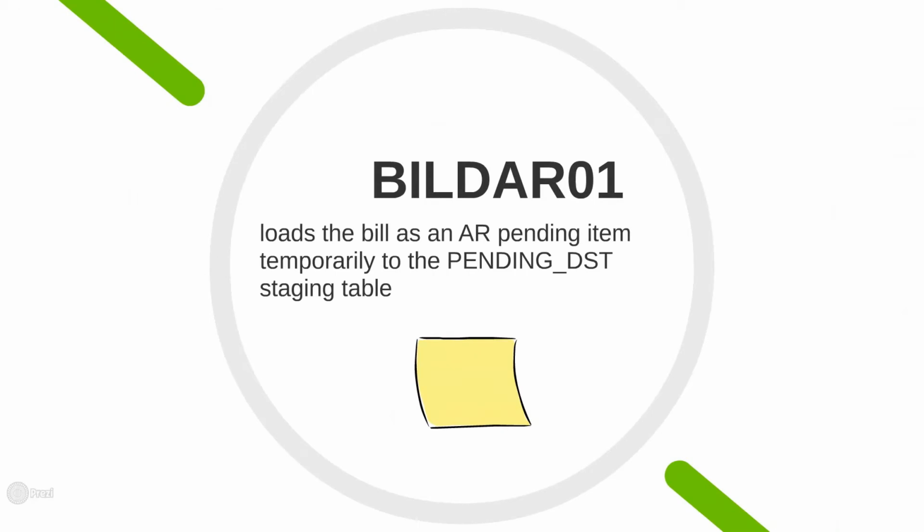The BILDAR01 process loads the bill as an AR pending item temporarily to the pending dist staging table. So it will load the lines of the bill to this staging table, and it sits in the staging table and it gets updated, and once payment is received against the invoice, only then will it post the journal entries. Then it will change one of the statuses on those lines to create a journal entry for receiving the payment.